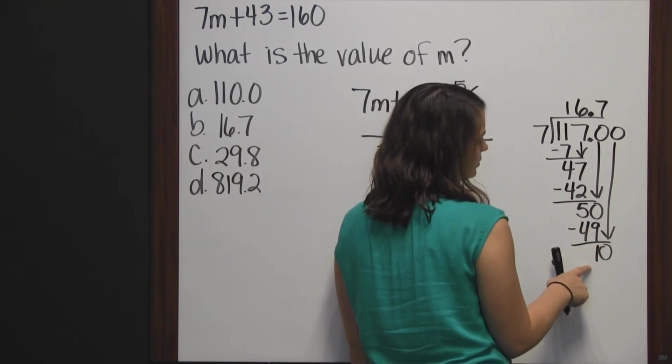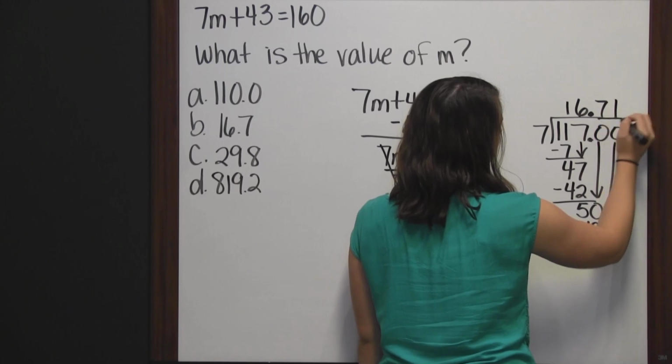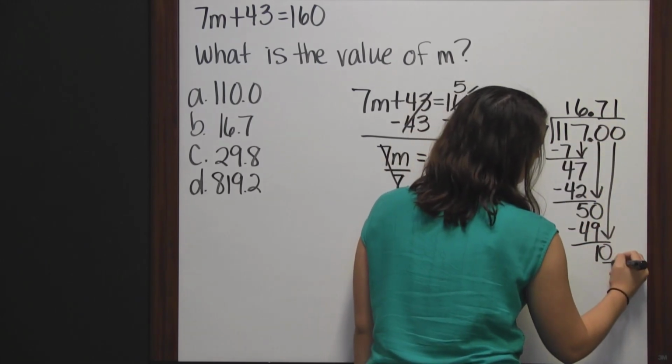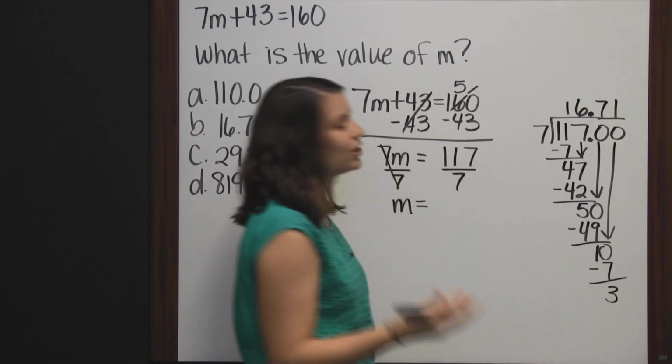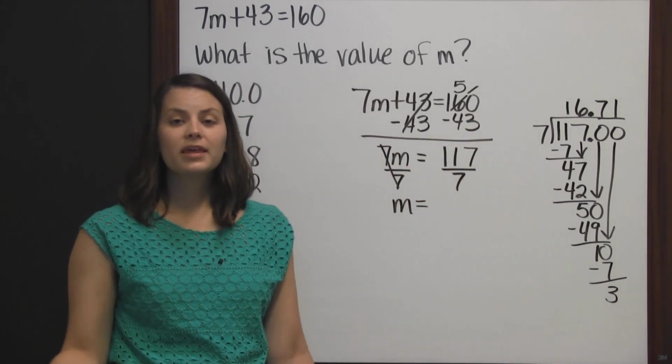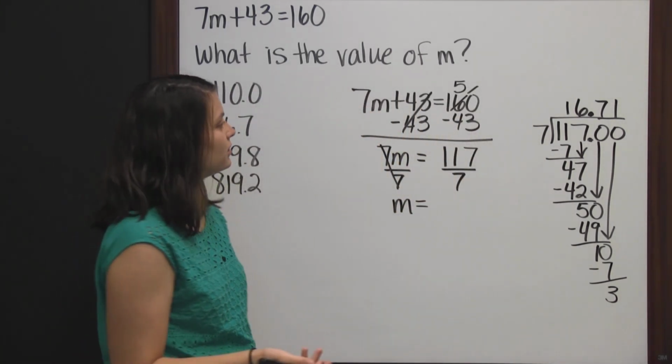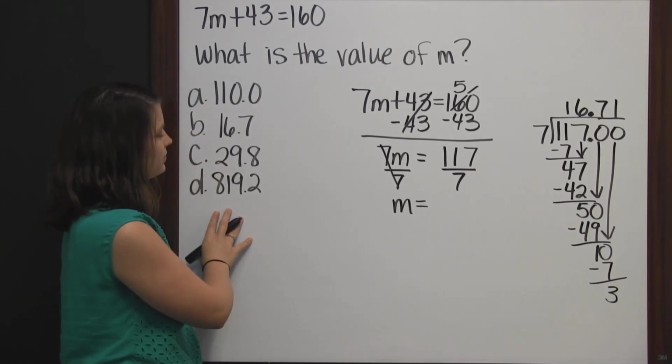7 goes into 10 one time. 7 times 1 is 7. We subtract and we get 3. And we could keep going, but really that's all I need to find my answer.